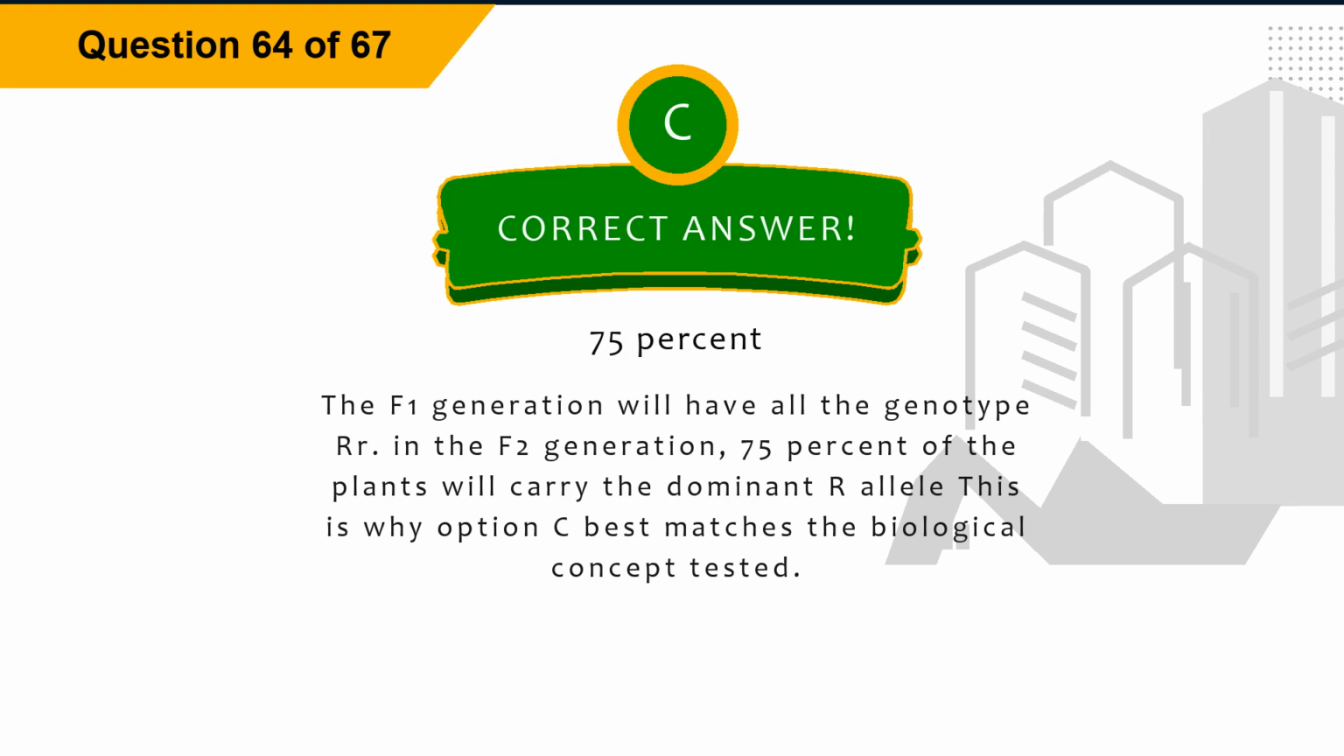Explanation. The F1 generation will have all the genotype Rr. In the F2 generation, 75% of the plants will carry the dominant R allele. This is why option C best matches the biological concept tested.